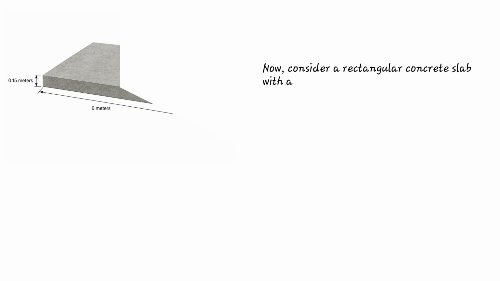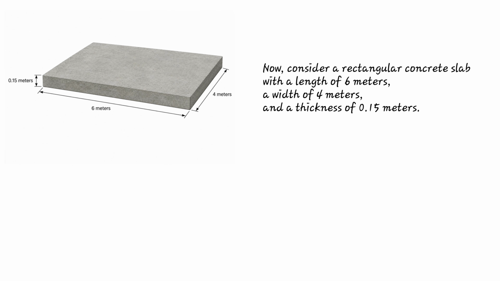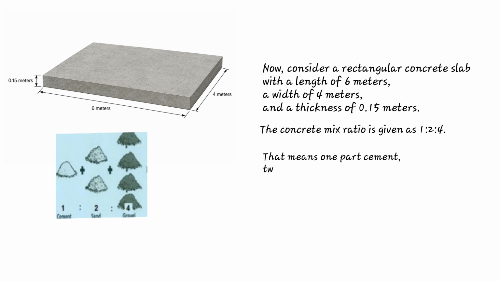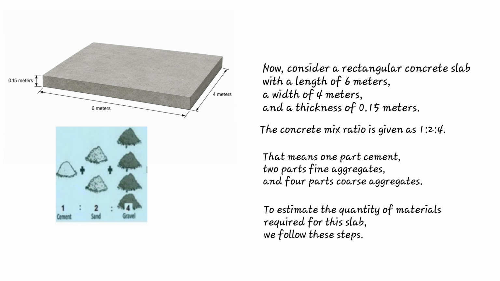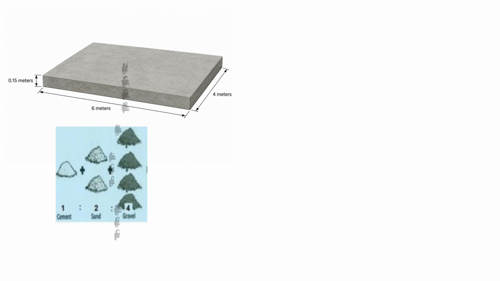Now, consider a rectangular concrete slab with a length of 6 meters, a width of 4 meters, and a thickness of 0.15 meters. The concrete mix ratio is given as 1:2:4. That means 1 part cement, 2 parts fine aggregates, and 4 parts coarse aggregates. To estimate the quantity of materials required for this slab, we follow these steps.